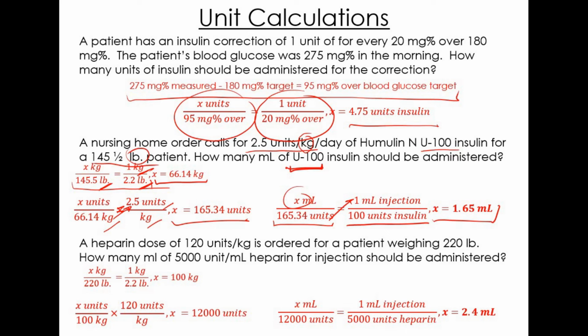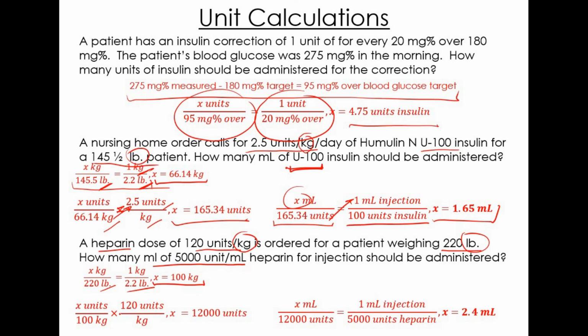The final example is another weight-based dosing question, but this time involving heparin. The patient's supposed to take 120 units per kilogram of heparin, and the patient weighs 220 pounds. So how many mils of a 5,000 unit per mil heparin injection should be administered? Well, once again, we've got this discrepancy between kilograms and pounds. There's 2.2 pounds per kilogram. Patient weighs 220 pounds. So number of kilograms is 100.